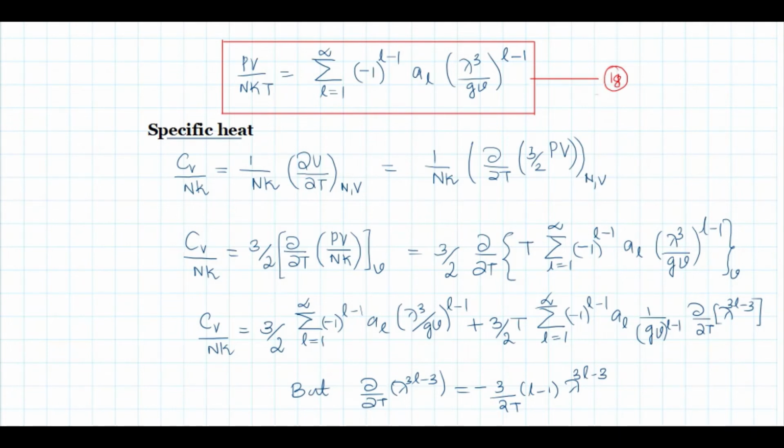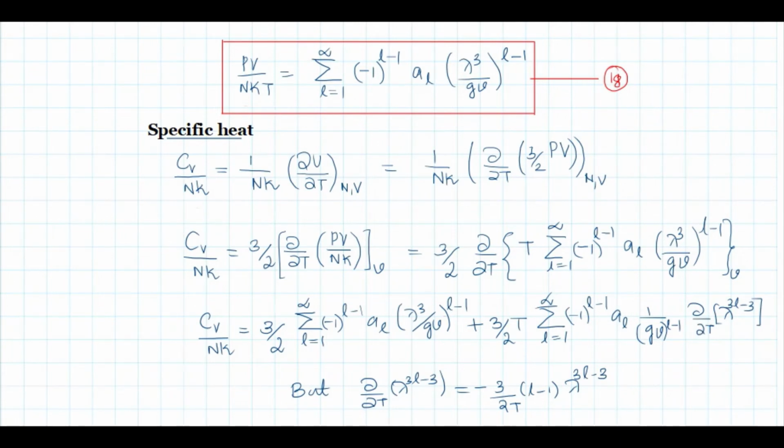Now you can calculate the specific heat for the case 2. So C_V/Nk equal to 1/Nk into ∂U/∂T at constant N and V. This is 1/Nk into ∂/∂T of U, which is 3/2 PV. You can take this Nk into the bracket, so that becomes 3/2 ∂/∂T of PV/Nk. So from here PV/Nk is T into that summation. So you apply the product rule: 3/2 into, first you take the derivative of T, that will be 1 into this quantity. Then you keep T as constant, 3/2 T, take the derivative of this quantity.